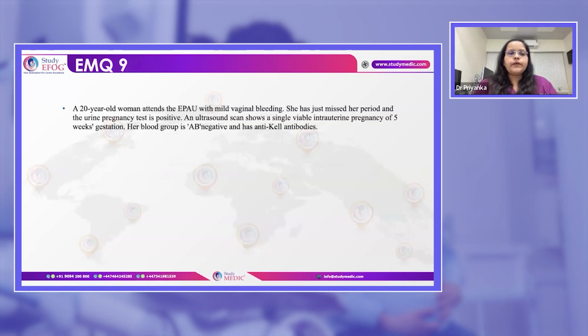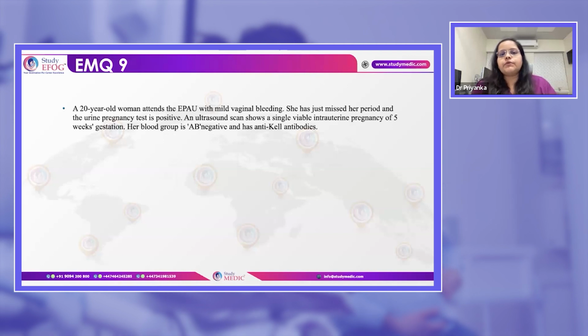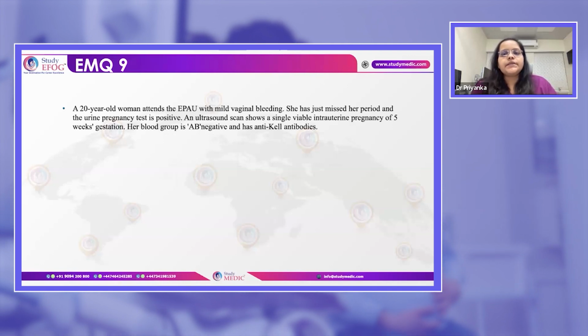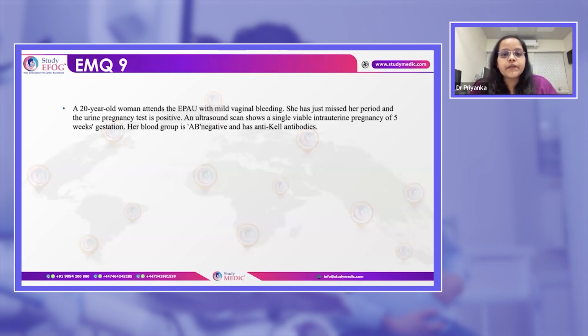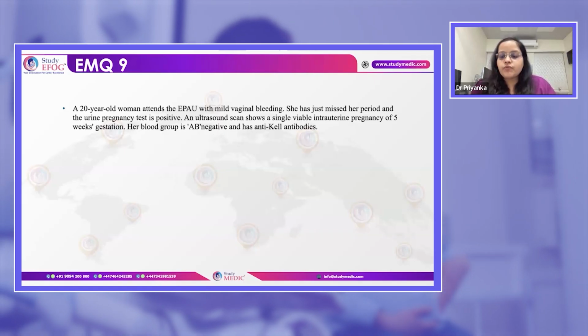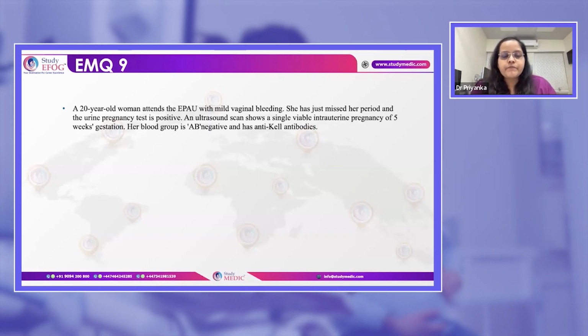Now coming to a 20-year-old woman, she attends the emergency early pregnancy unit with mild vaginal bleeding, and she has just missed her period. She is in early pregnancy, her pregnancy test is positive, and the ultrasound scan shows a singleton pregnancy of 5 weeks gestation, but her blood group is AB negative, and she has anti-Kell antibodies. So what are we going to do about anti-D?